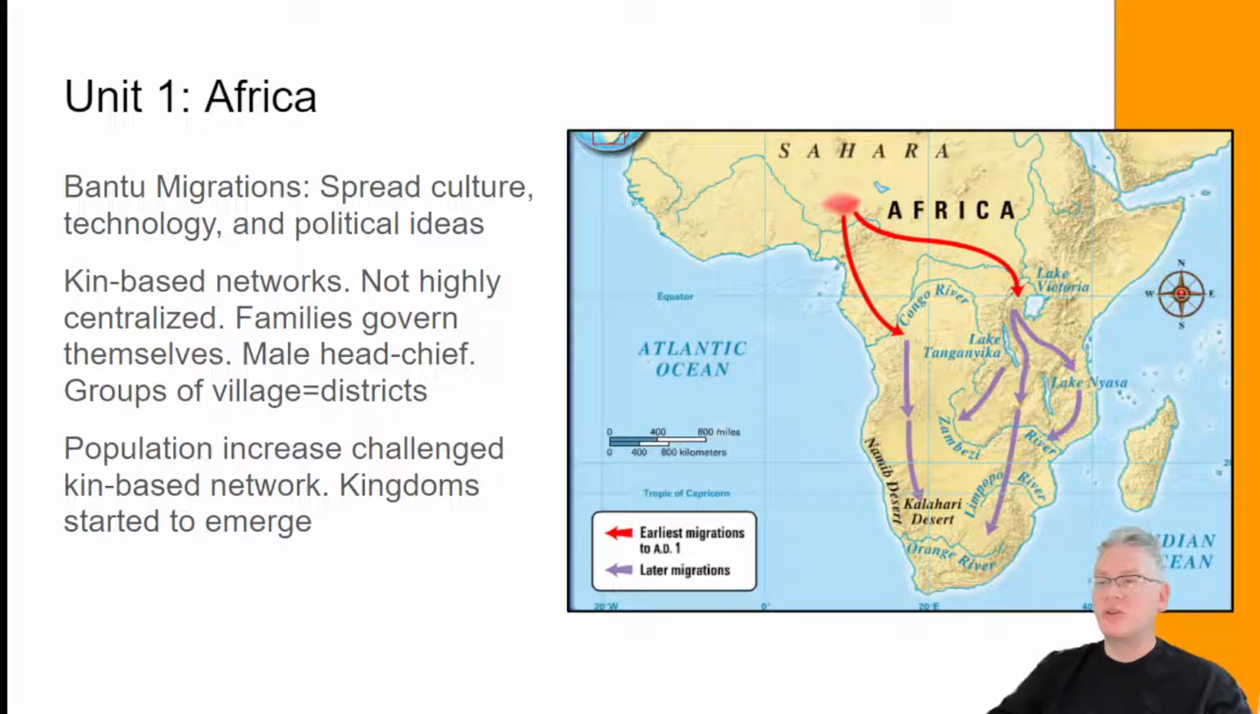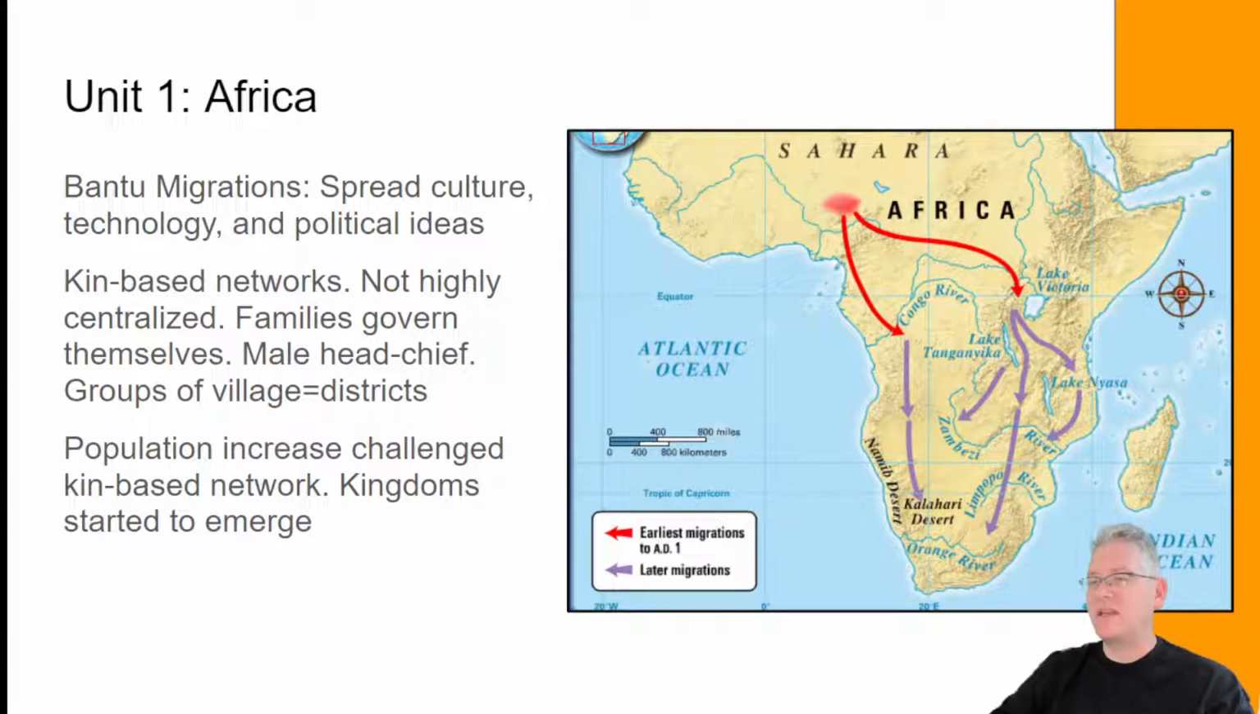They are going to use what are called kin-based networks. So they're not highly centralized. It's more about your family. So families govern themselves. These are big extended families, though, not like the 4 people that maybe live in your household. The male head chief will be in charge. And then a group of villages that are related to each other might be formed into a style of district. You can see, again, that Bantu migration in the map up there.